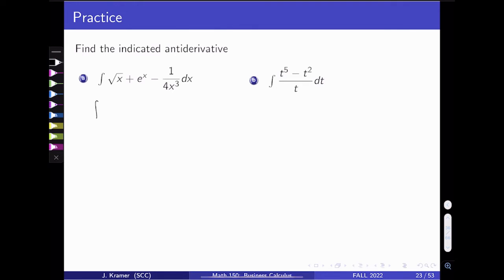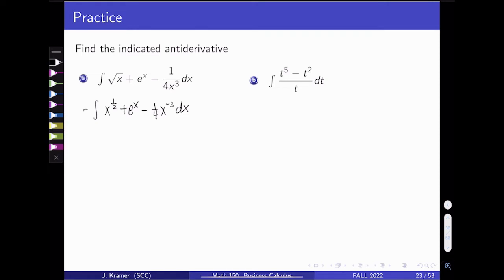So we're looking at the integral of x to the 1/2. When you have a radical, the denominator of your fractional exponent is the root, and the exponent on your variable or radicand is going to be the numerator. Plus e to the x minus 1/4 x to the -3 dx. The only reason the x to the third moves to the numerator with the negative power is because the 4 is not raised to that power, so we want to leave it where it is.